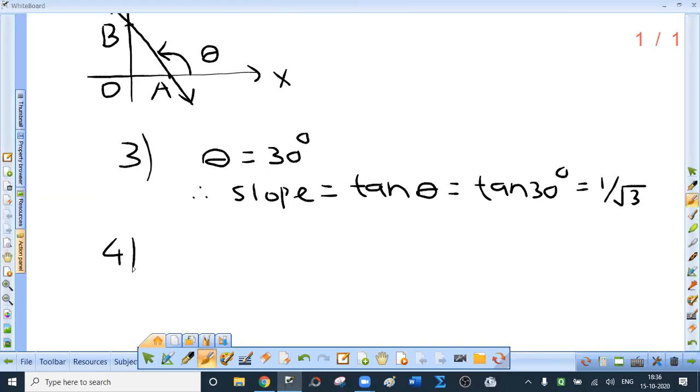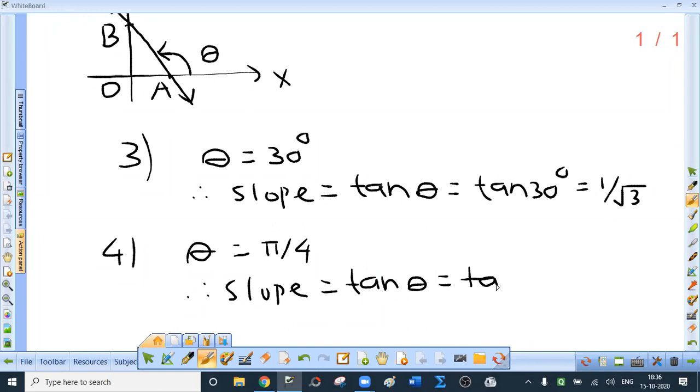So the third one is followed by the fourth. Inclination is pi by 4. Similar sum. Theta is pi by 4. Therefore, the slope of the line is the tangent of its inclination. So tan pi by 4. What is tan pi by 4? Tan pi by 4 is 1.